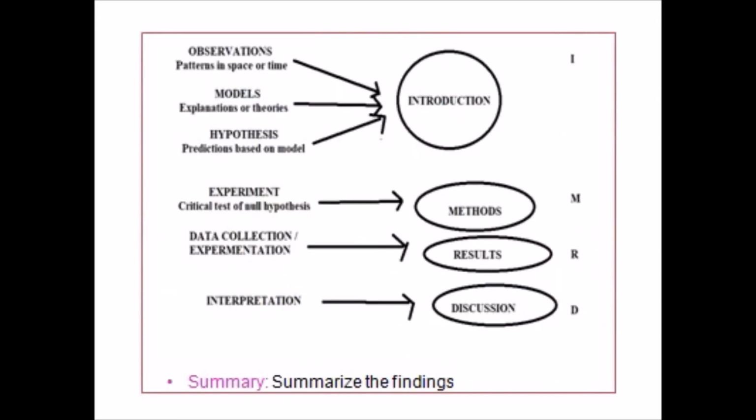This is about IMRD. The observation, like patterns in space or time, models like explanations or theories, and hypotheses like predictions based on the model, are provided in the introduction. The experiment or critical test or null hypothesis will be provided in methods. The data collection and experimentation process is explained in results. The interpretation will be explained in the discussion part. The summary summarizes the findings.